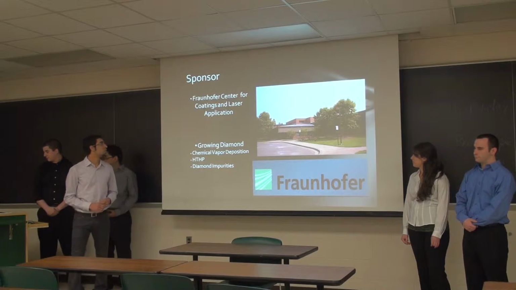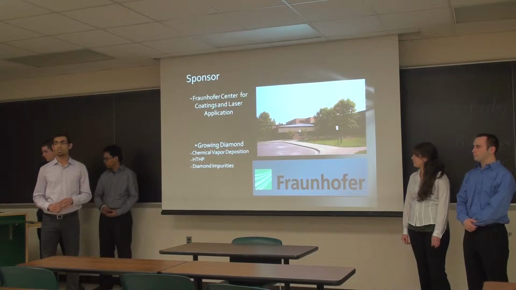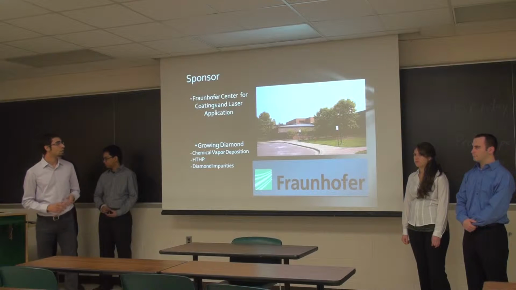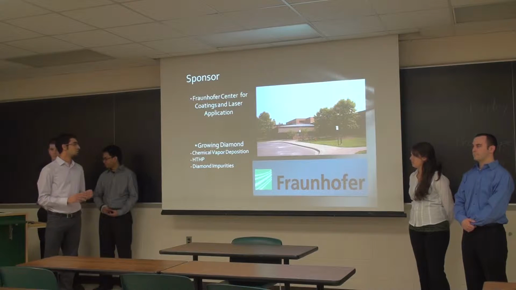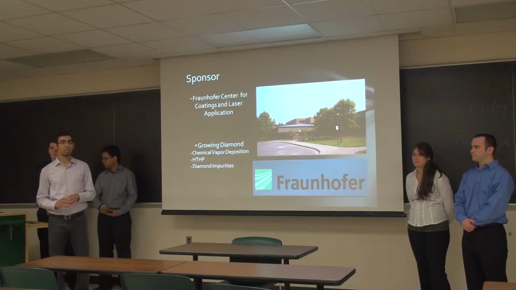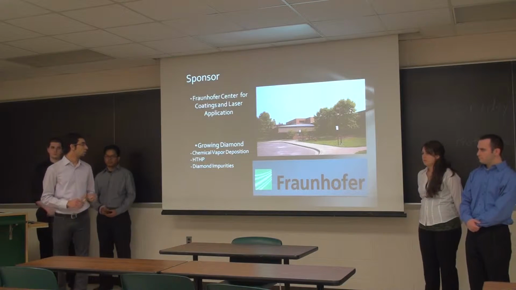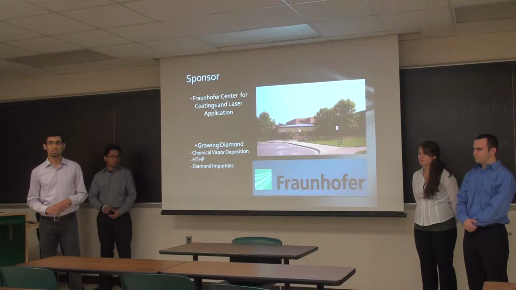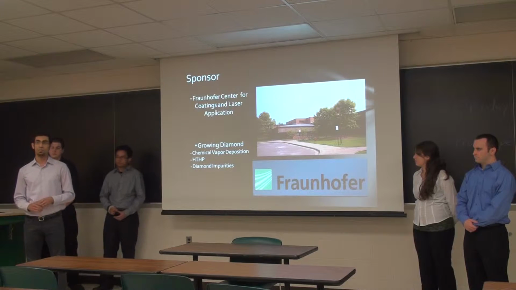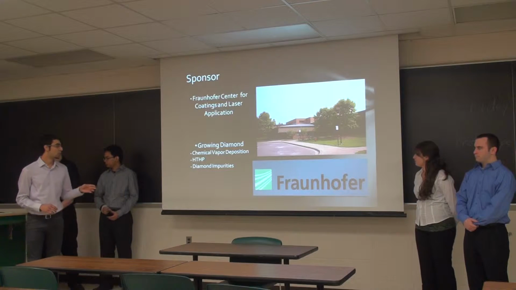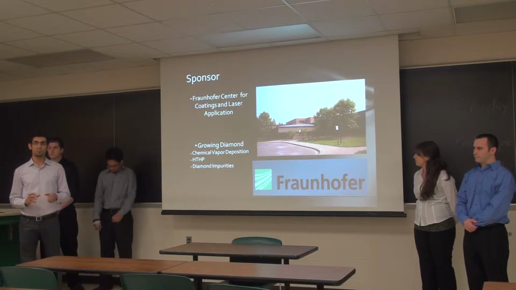So our sponsor is the Fraunhofer Center for Coatings and Laser Applications. The center is located here at MSU, and that's a picture of the center. This center actually grows some of the highest quality diamond. Now, there are two methods of growing diamond. The first method is chemical vapor deposition, and the second one is HTHP, which is high temperature, high pressure. However, regardless of which method you're using to grow the diamond, there will always be some diamond impurities.